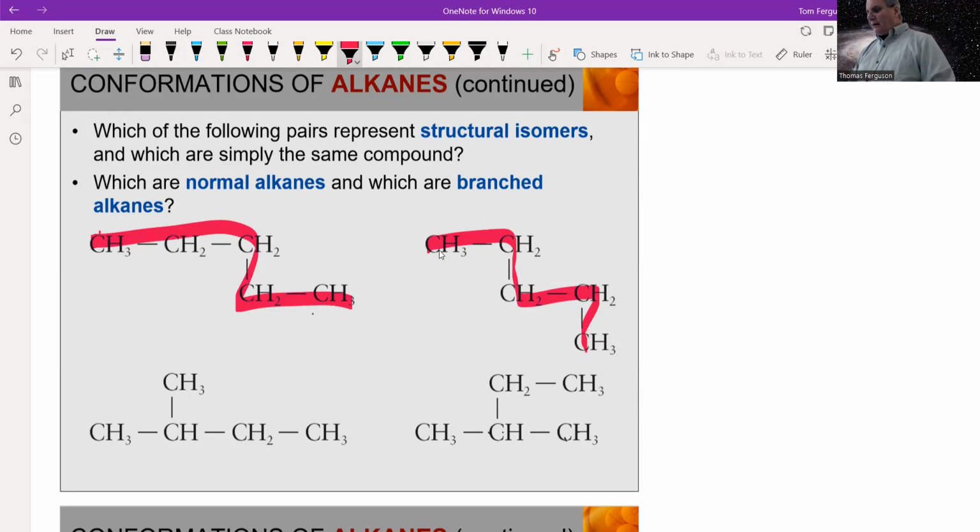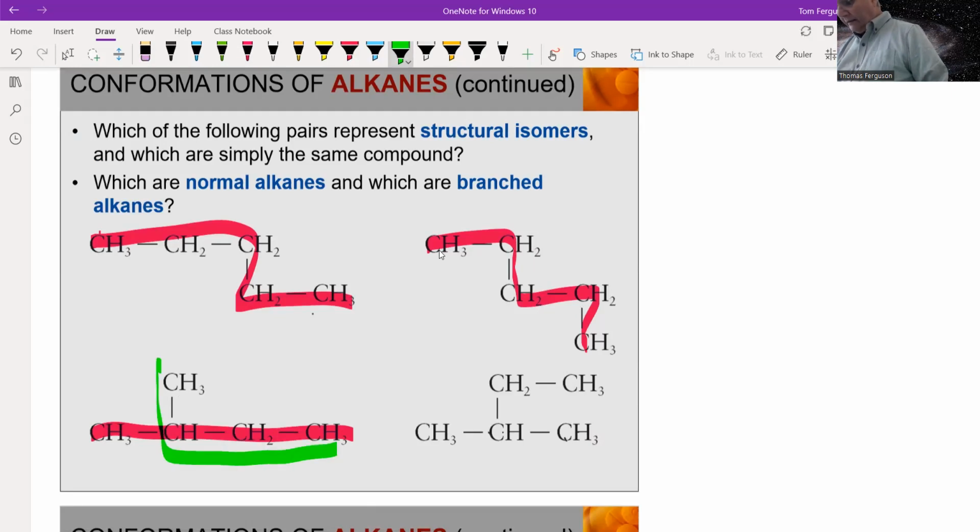Now let's look at the bottom 2. They have 5 carbons, but what's the longest chain? Well, there's one chain like that, another chain like that. 4 carbons, either one of them. So the 2 options are equivalent, but it's 4 carbons long, and you have a branch. So let's get rid of the green one for now.